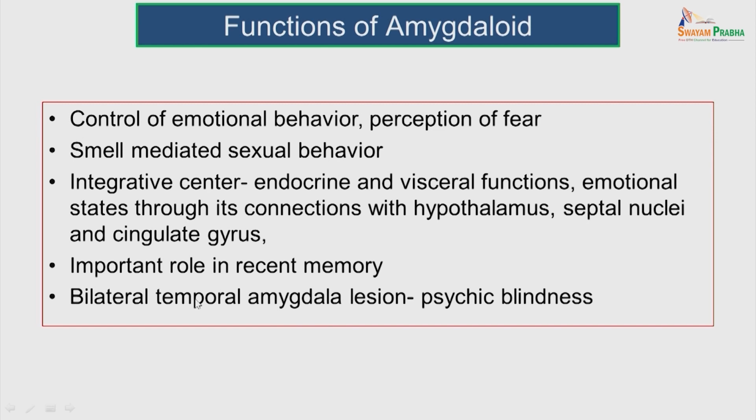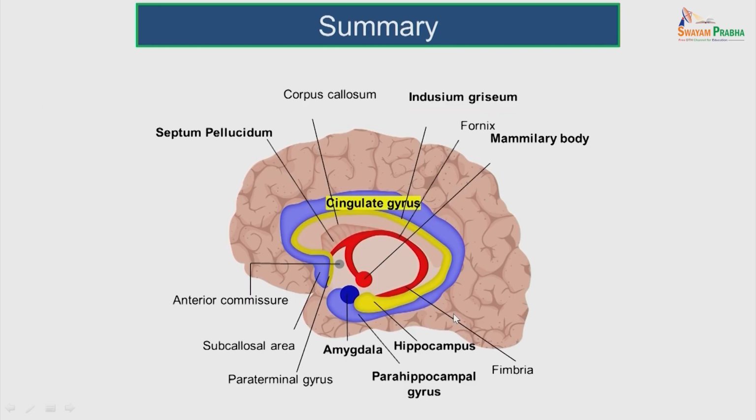If there is a bilateral temporal lobe amygdaloid lesion, where the amygdaloid is not there, then they come with psychic blindness, where they are able to see the object but not able to recognize it. That is called psychic blindness.